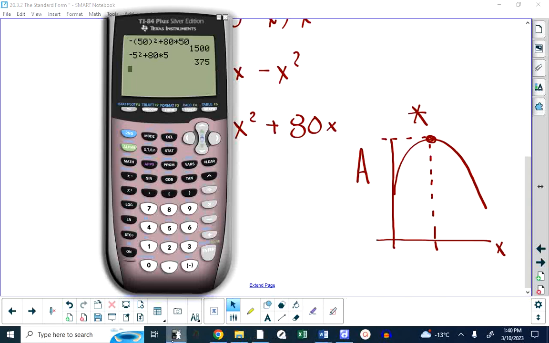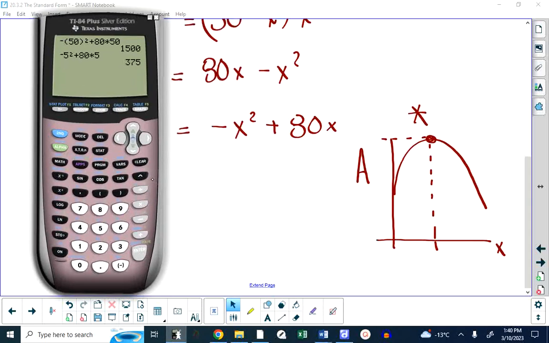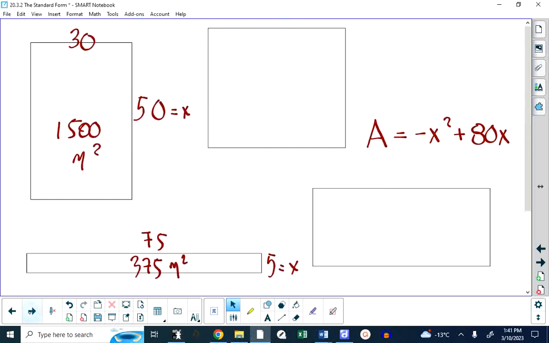So how do we find the vertex? We do it in the same way we did the previous questions. You graph negative x squared plus 80x. And now we have to set up the window settings. Do you agree, you're going to have to think carefully on this, and you can look at some rectangles here, that x has to be less than 80?